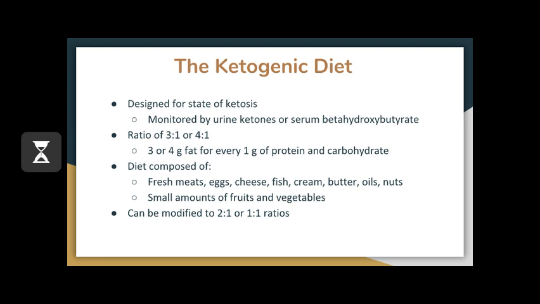It's a diet that's composed of a lot of meats, eggs, cheese, cream, butter, oils, nuts, high fats, and just very small amounts of fruits and vegetables. There are also modified ketogenic diets which are lower, so 2:1 or 1:1 ratios, that also have some benefits for people who cannot follow the full ketogenic diet completely.